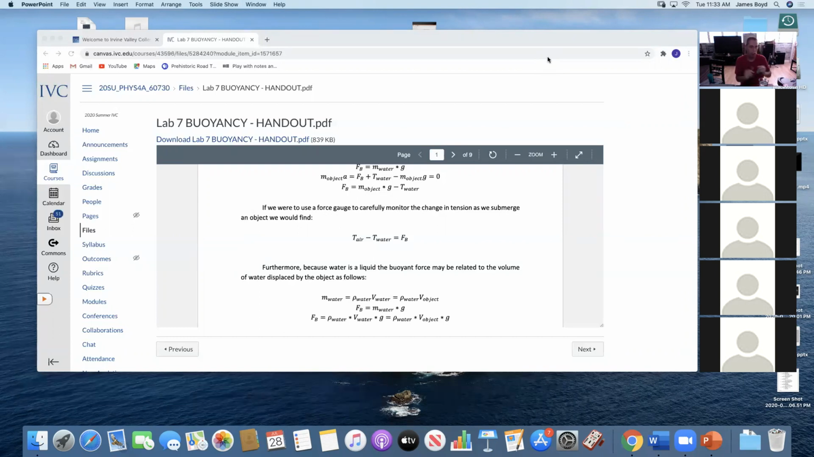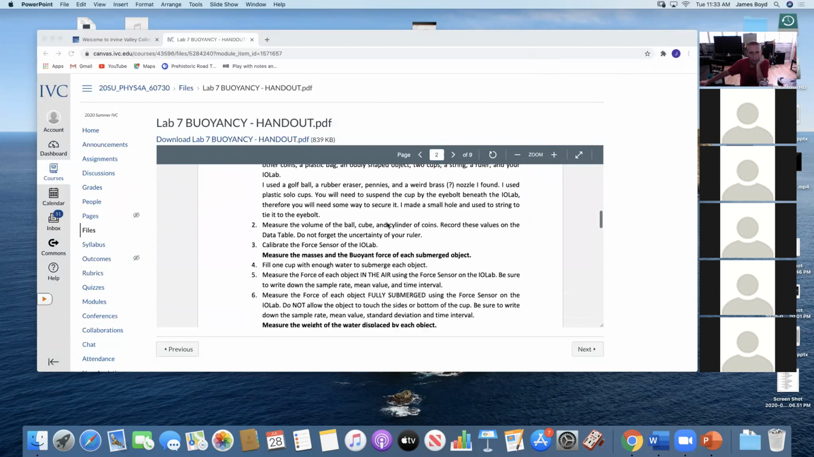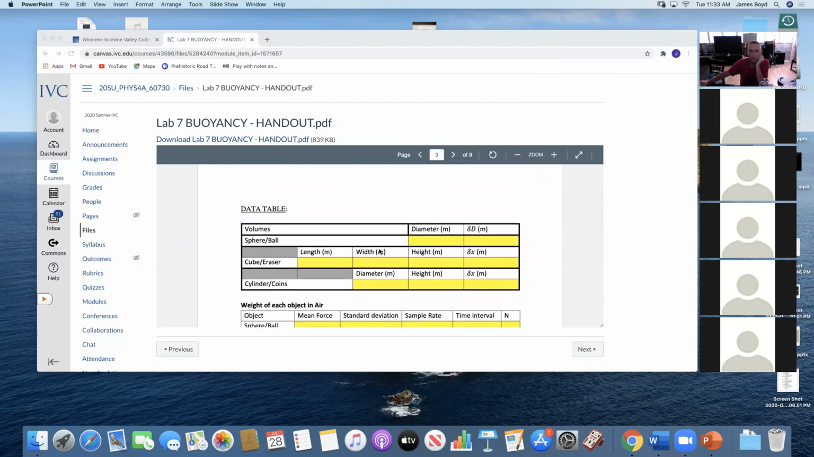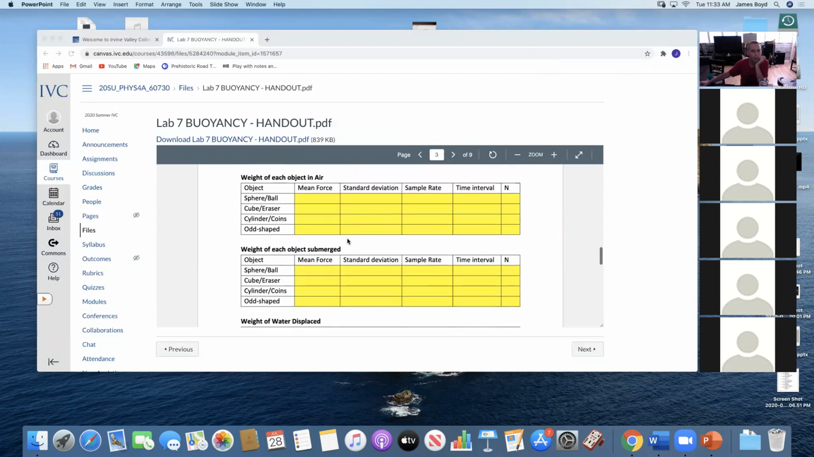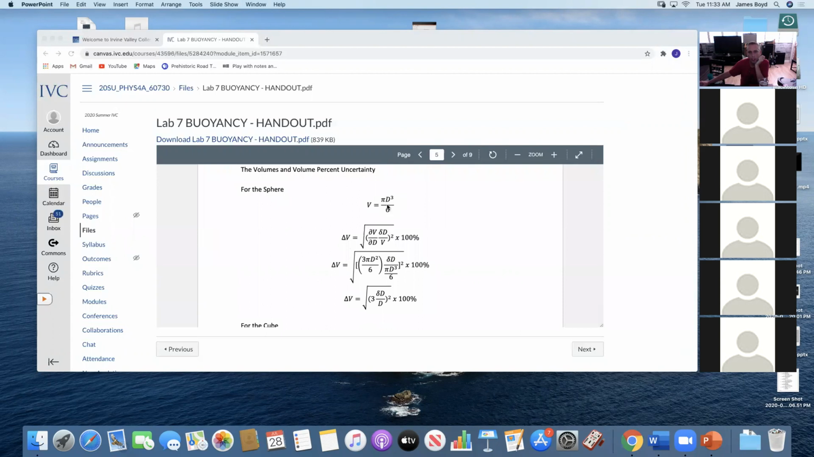So first of all, on our lab, the first thing that we need to do is find the volume of each of these. So it takes you through the procedure. If you go down to the data table, we need to find the volumes of each of these. Now you should know that for a sphere, the volume is 4/3 pi r cubed, but r is equal to half the diameter. So if you want to get the volume of a sphere, and I gave you all of these equations, in terms of diameter, it's pi d cubed over 6.